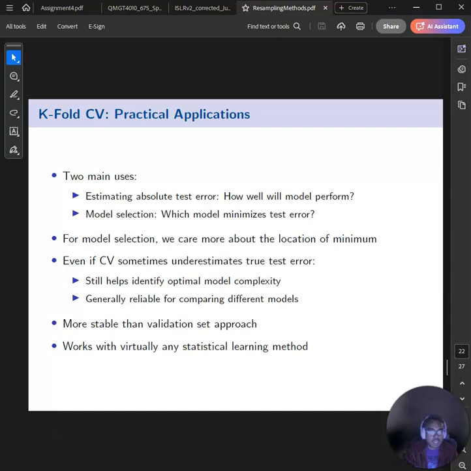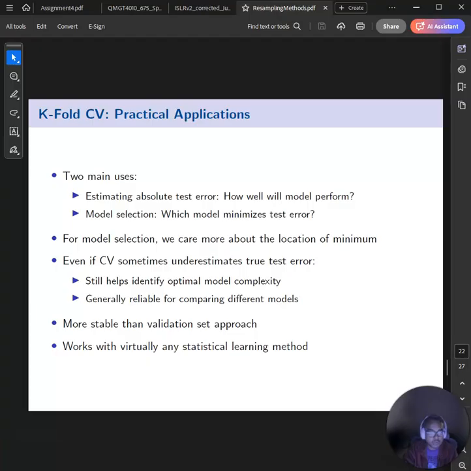K-fold cross-validation has two main practical applications that we use regularly in statistical modeling. First, we use it for estimating the absolute test error, answering the question, how well will our model perform on new data? This gives us a realistic expectation of model performance. Second, and perhaps more importantly, we use it for model selection, answering which model will minimize test error. This helps us choose between different model approaches or select the optimal hyperparameters.